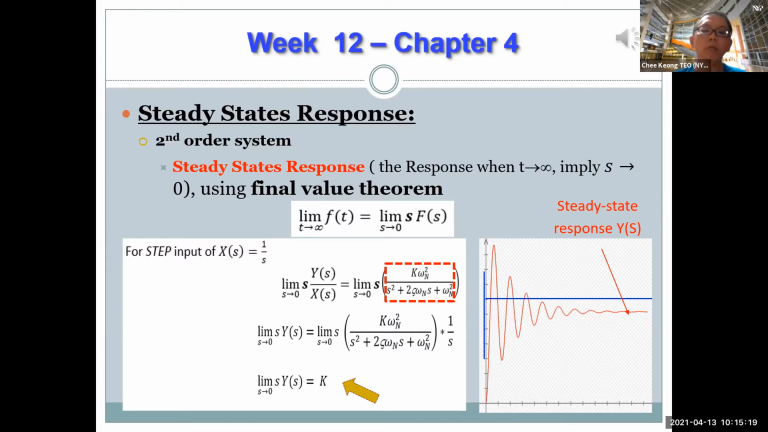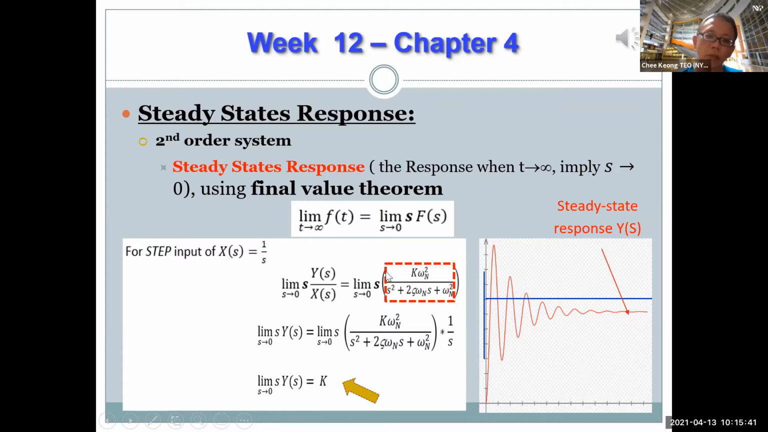Now, just now we investigated the first order, both the steady state response and the steady state error. Now we are going to proceed with the steady state response of the second order. For steady state response, we look at the most complicated one, which is the underdamped case. You will settle down at this value, which is what we call the steady state response.